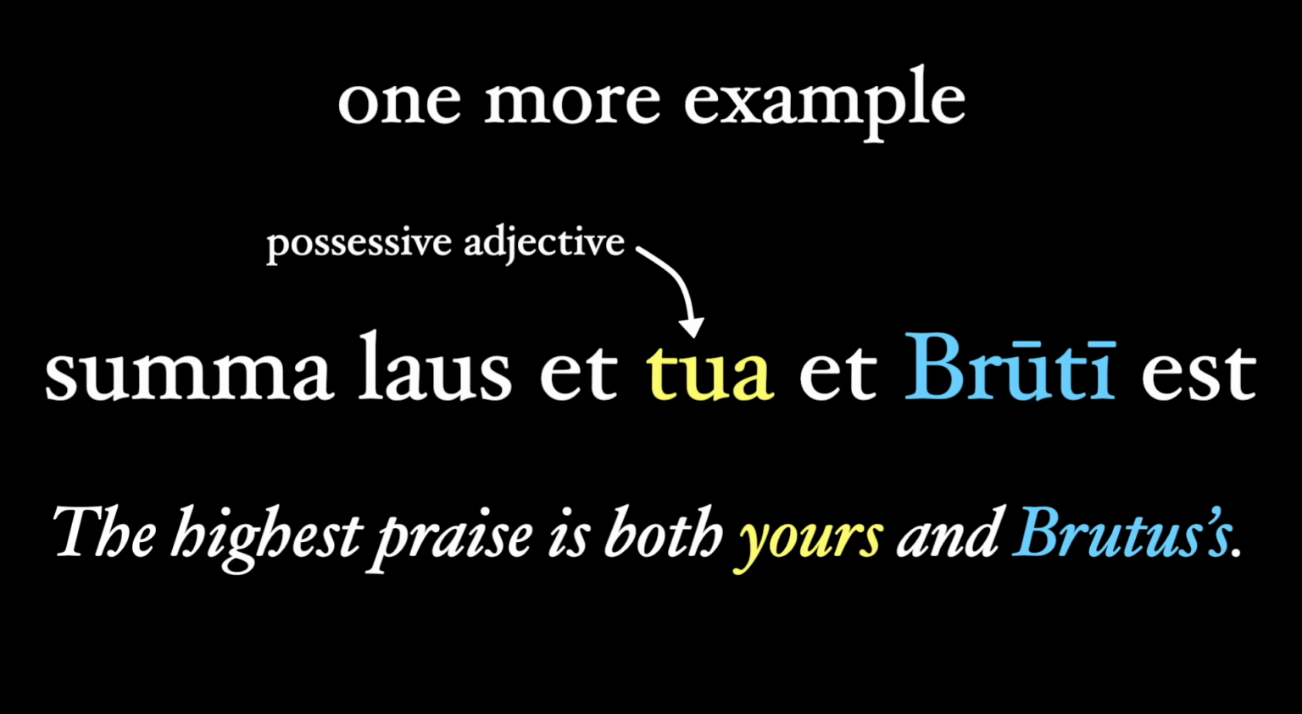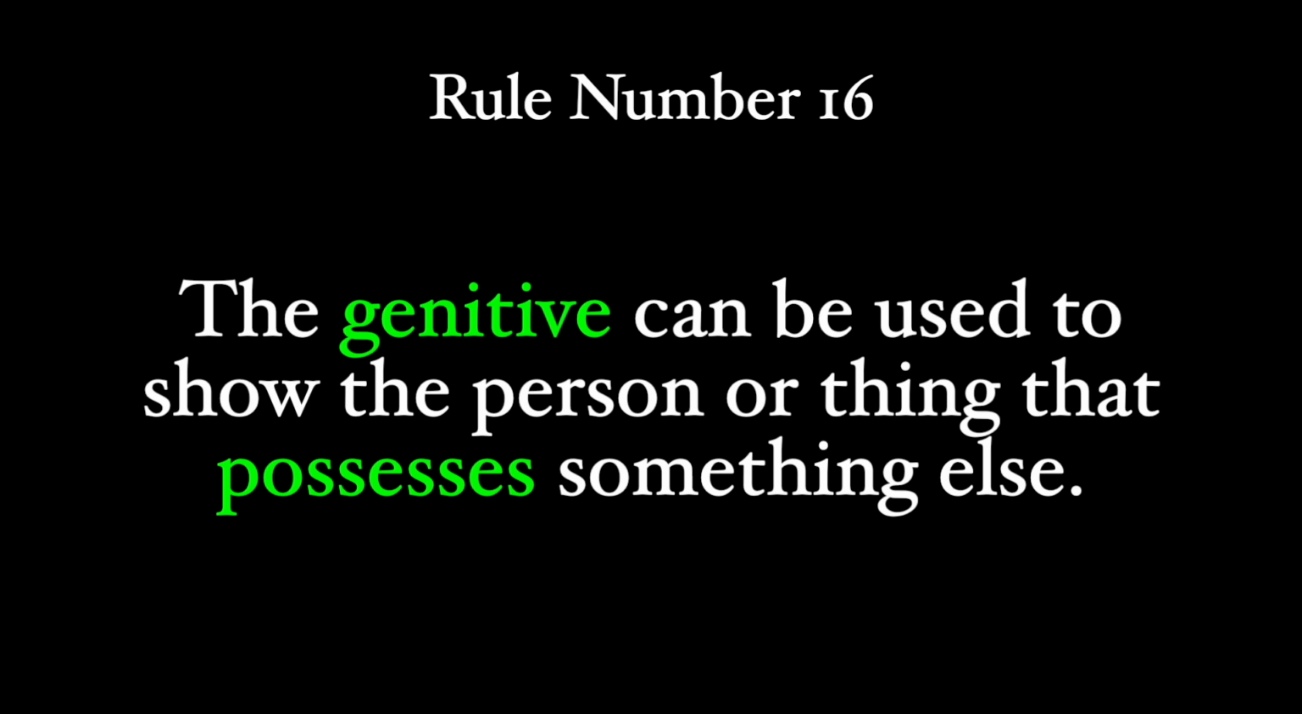We use the tua, the possessive adjective, in place of the genitive pronoun, and Bruti is our genitive of possession in the predicate. And that's rule number 16. The genitive can be used to show the person or thing that possesses something else.